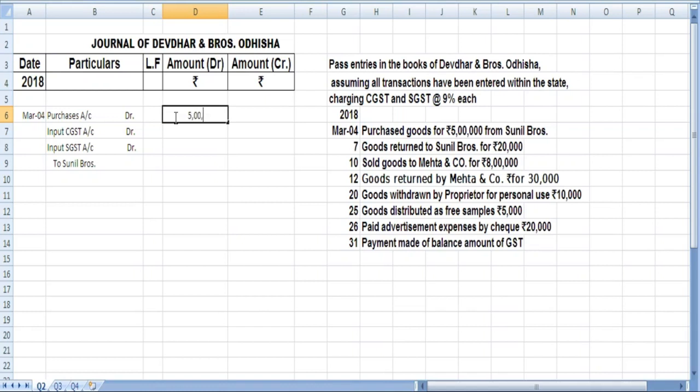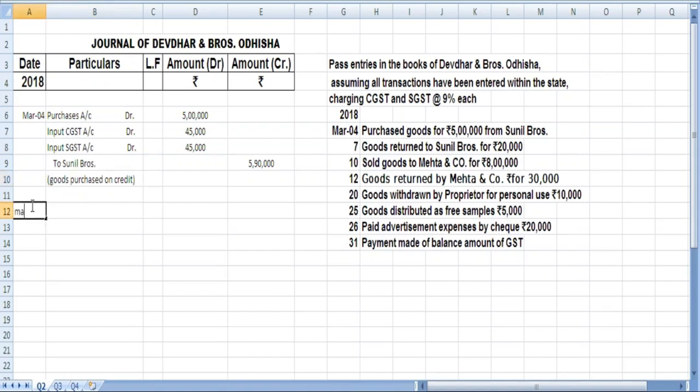So the purchase is for 5 lakh. 9% of 5 lakh is 45,000, and 45,000, 9% each, and the total will come to 5,90,000. Okay, we'll write a short narration: goods purchased on credit. No need to write GST charged, just a short narration.